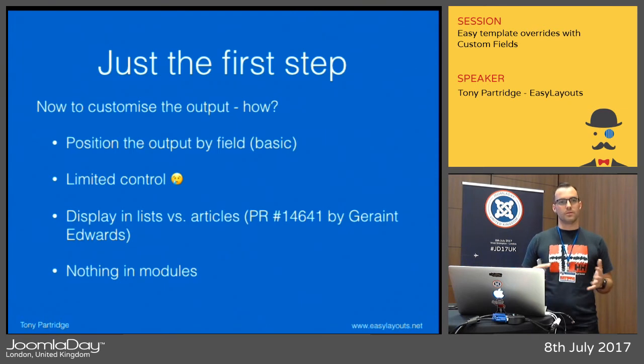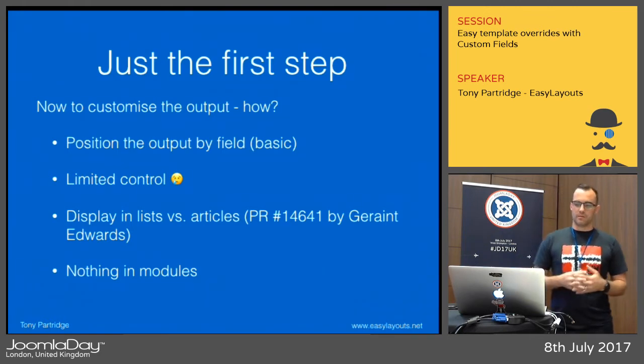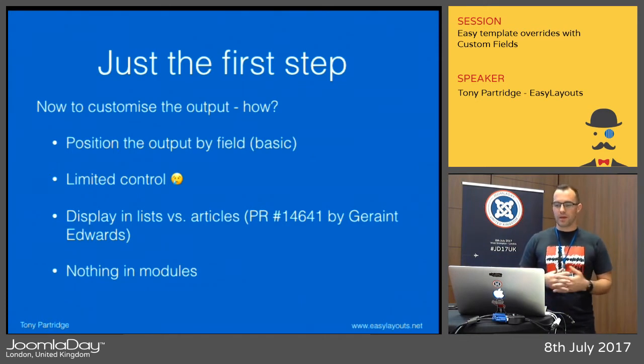You've got very limited control. All of the custom fields controls are very limited in how you can display them, because Joomla doesn't know how your website will look. How can it magically know where you want to display your custom field? It can't. So we want to display in lists versus articles, and Garrett made a PR for that, which is 14641 on GitHub, which allows us to toggle whether we're displaying in lists or articles. And at the moment, there's nothing in modules.